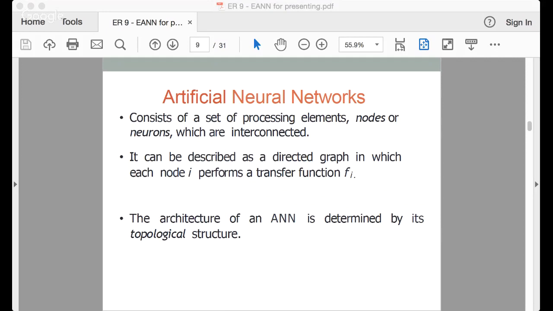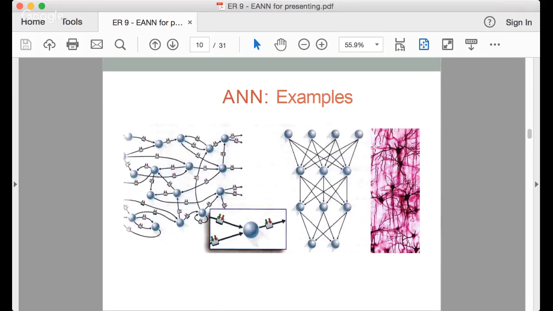So the architecture of an artificial neural network is determined by its topological structure, which means the overall connectivity and transfer function of each node in the network. So let's see. In this slide, this drawing or photo on the right is the human nervous system. And this one here is an artificial neural network. If you look closely at both of these pictures, you'll find a lot of similarities. Nodes, and here connection, nodes that are interconnected, as we see here.